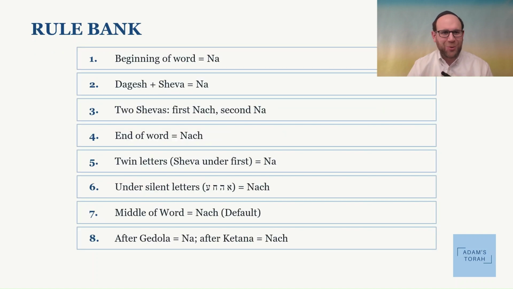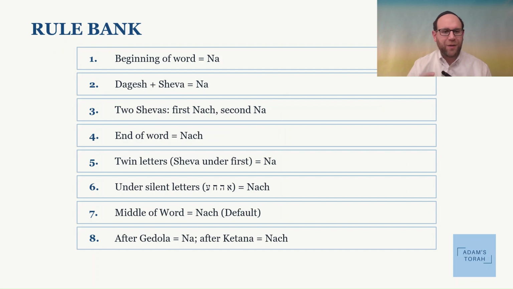Okay, so this rule bank is getting long. Let's do a quick review. The first rule is, at the beginning of the word, if there's a sheva, it's a shvanah. Rule number 2, if you have a letter with a dagesh in it, and the sheva underneath it is a shvanah. Rule number 3, if you have 2 shevas in a row, 2 letters with shevas, the first one is a shvanach, silent, second one is a shvanah, it's pronounced.